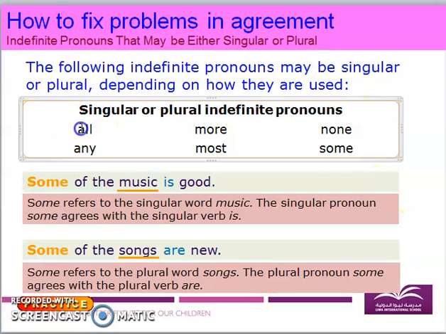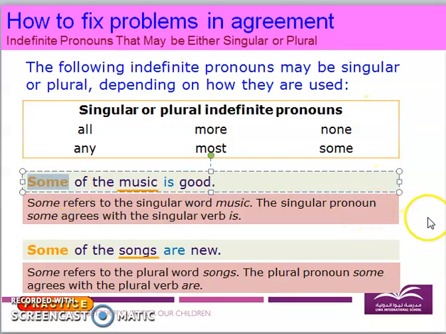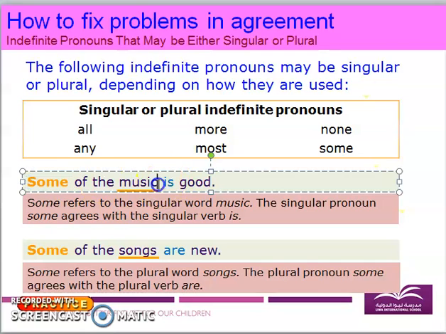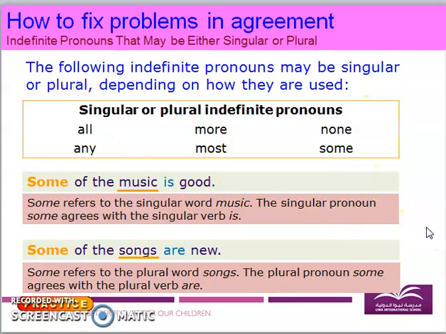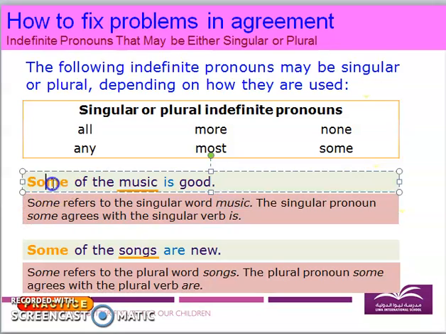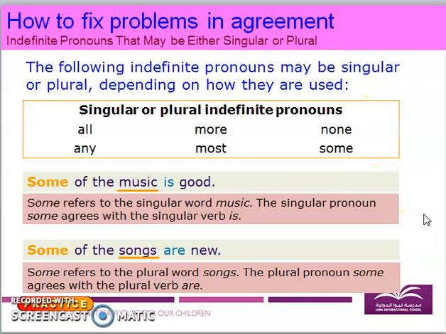Okay, the examples: all, any, more, most, none, some. Let us use some. Some of the music is good. The subject here is some. But as you can see, I underlined the word music. But why? For you to decide which verb you are going to use. Here, some refers to the singular word music, right? Again, this some refers to the word music, and music is a singular noun.